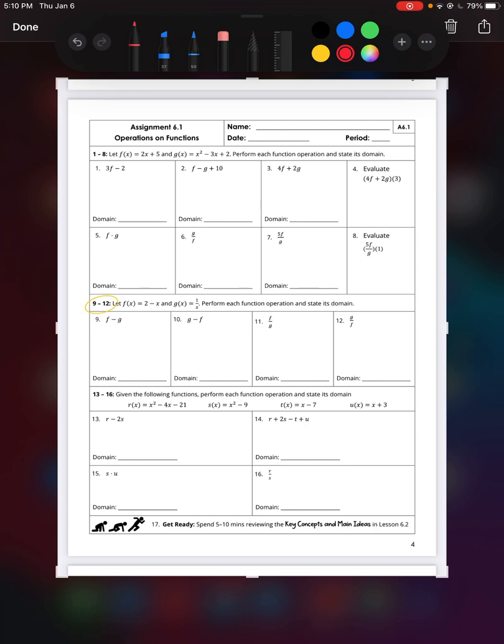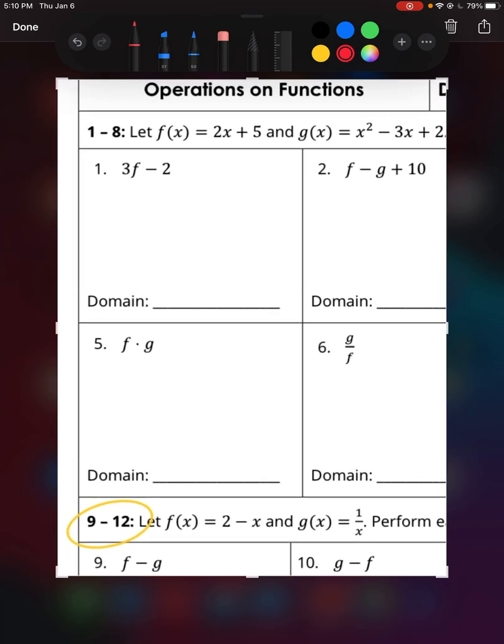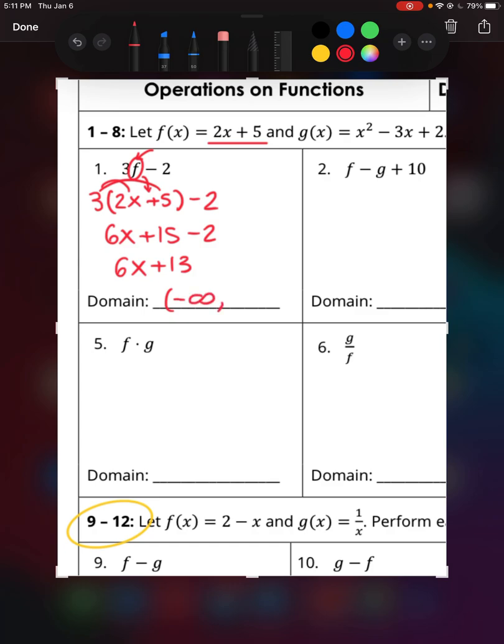Okay, so let's go ahead and look at number 1. It's 3f minus 2. So what that means is they want you to take, when they say f like this, they want you to take the f of x function and plug it in for f, okay? So 3 times 2x plus 5. And then, of course, we have that minus 2 that was already there, okay? So you're just taking f and replacing it with this. We distribute, we get 6x plus 15 minus 2, 6x plus 13, and this is our domain, okay?